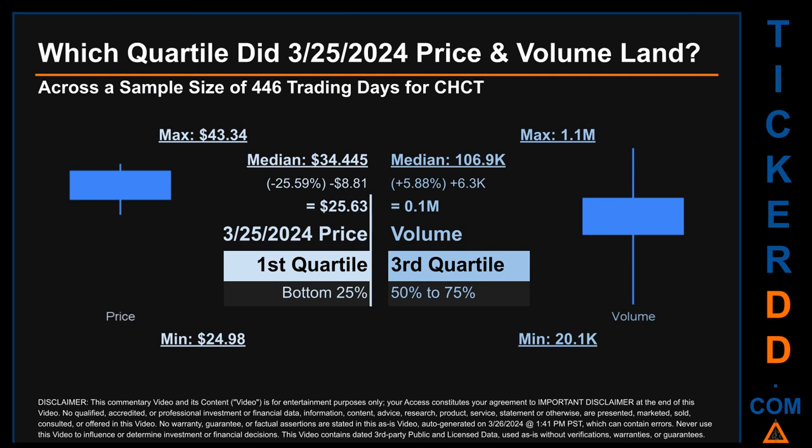Descriptively, CHCT has a median price of $34.445. Therefore, March 25, 2024 price was lower from that middle marker by 25.59%. The day's volume of 0.1 million was more than the median by 5.88%.